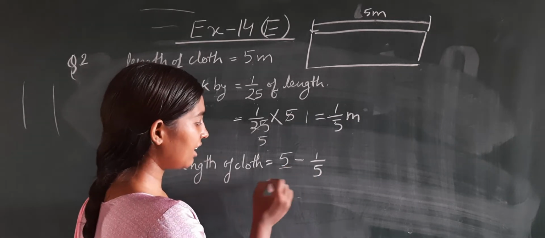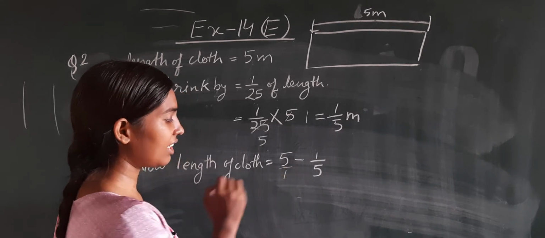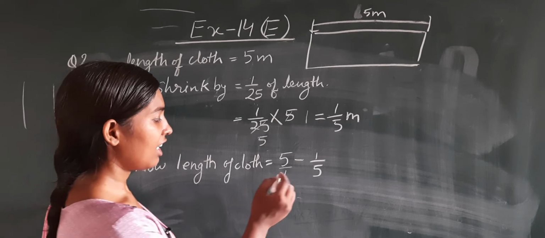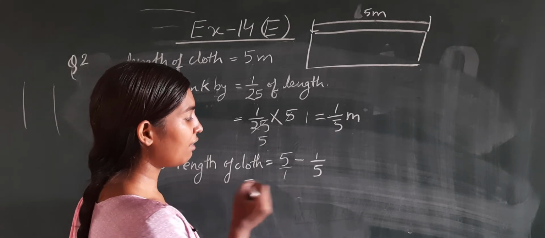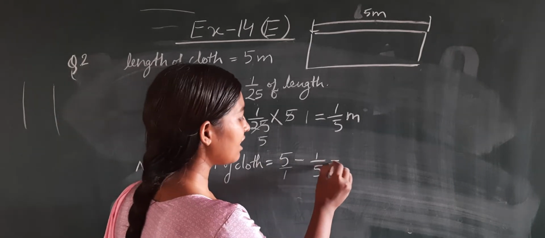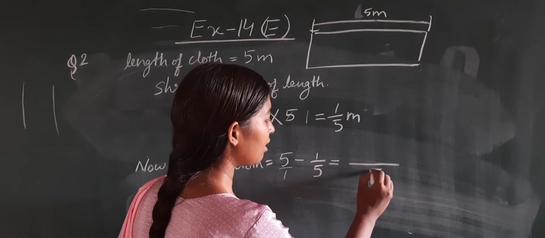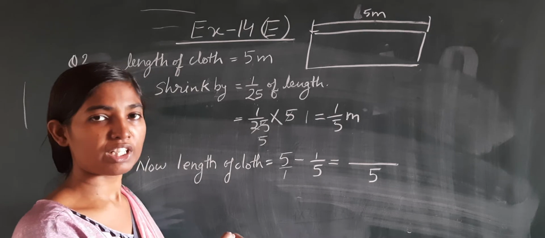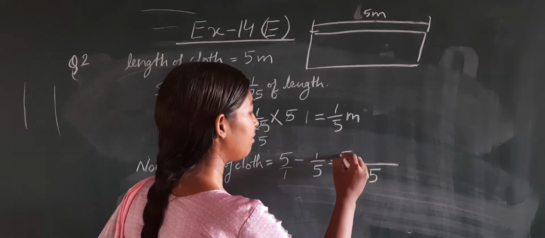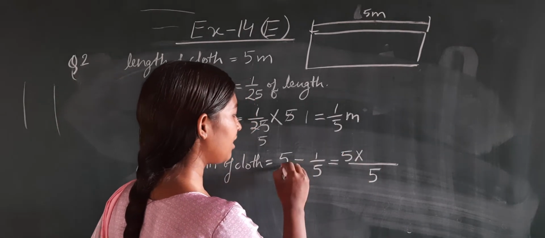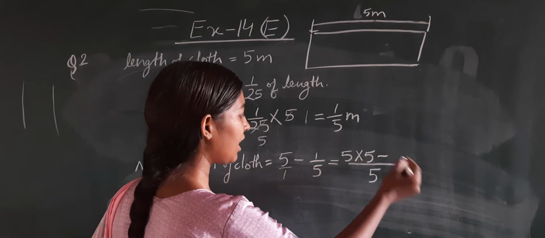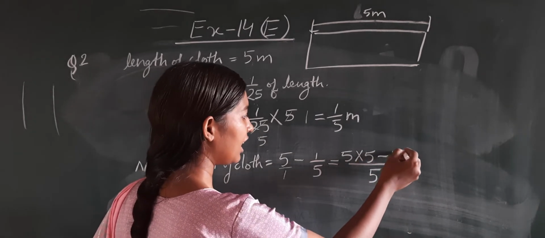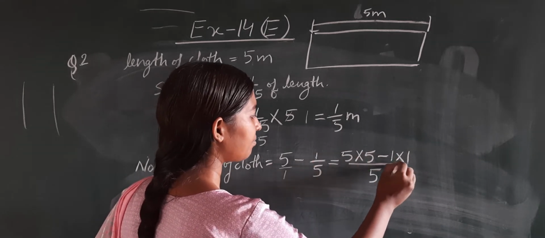Here nothing is written in the denominator, which means 1 is written. Whenever there is no denominator, 1 is the denominator. Now you have to take the LCM of 1 and 5. After taking the LCM you will come to know that the LCM is 5. In the 1 table, how many times is this 5 coming? It is coming 5 times. Multiply with this 5, then minus. In the 5 table, how many times is this 5 coming? 1 time, and this 1.